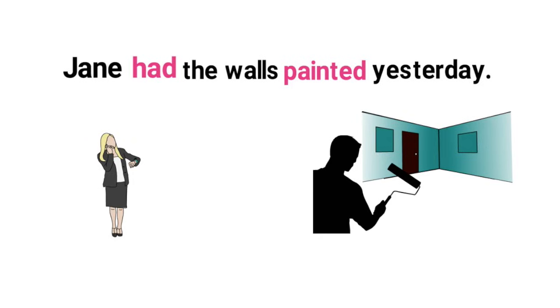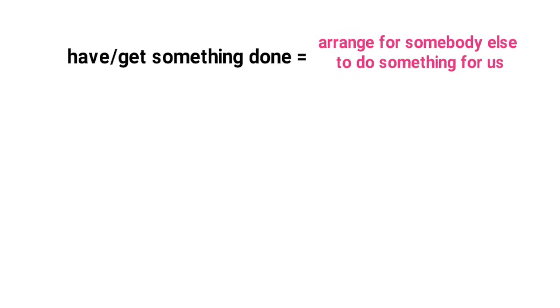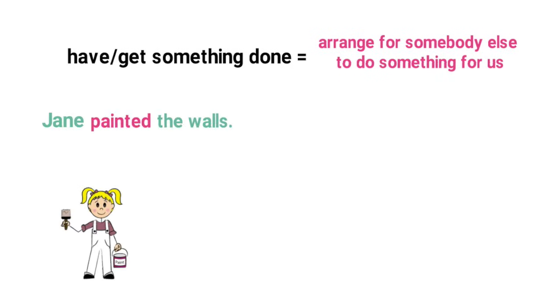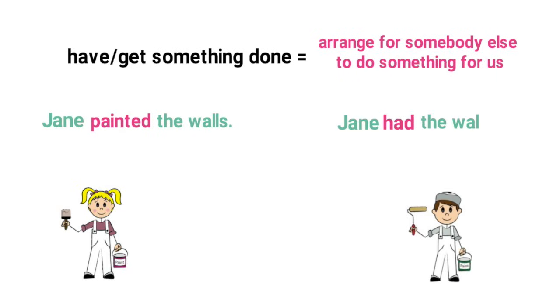The passive is used as the emphasis is on the fact that the walls are being painted rather than who is doing it. We use have or get something done to say that we arrange for somebody else to do something for us. Compare these two sentences. Jane painted the walls. She painted the walls herself. And Jane had the walls painted. Here she arranged for somebody else to paint them.